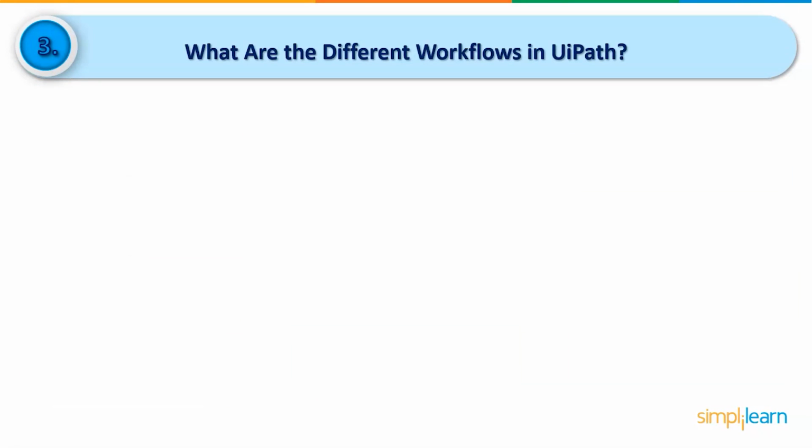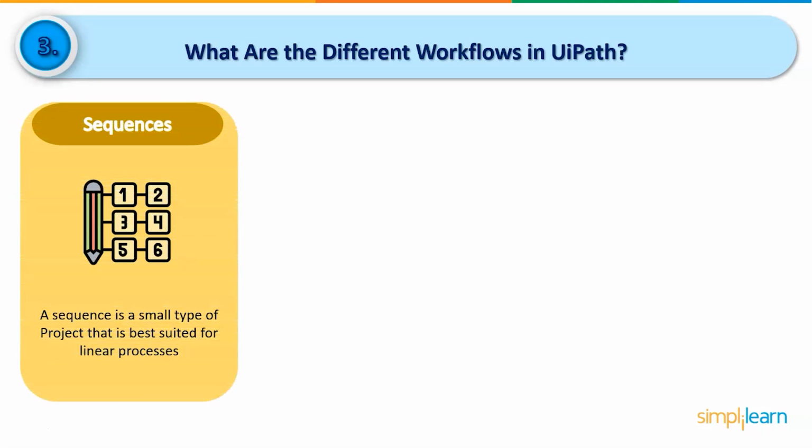What are the different workflows in UiPath? Sequences. A sequence is a small type of project that is best suited for linear processes. It enables developers to transition from one activity to another easily. They can be reused numerous times.